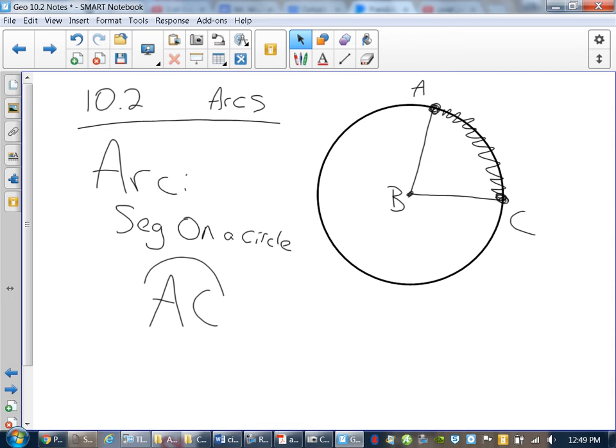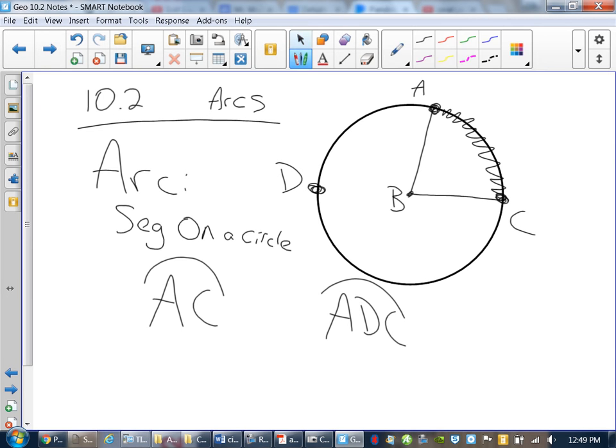If there's a third letter, it just means you're going a different direction, it's telling you what direction to go. Think about when we did polygons. Trapezoid ABCD, you're just going in order of the letters. Same idea. If I put another dot here as a D, and I say arc ADC, that means I'm going that way to get there. The lettering just tells me direction. Does that make sense? It's very similar to what we did with angles and all that other stuff.